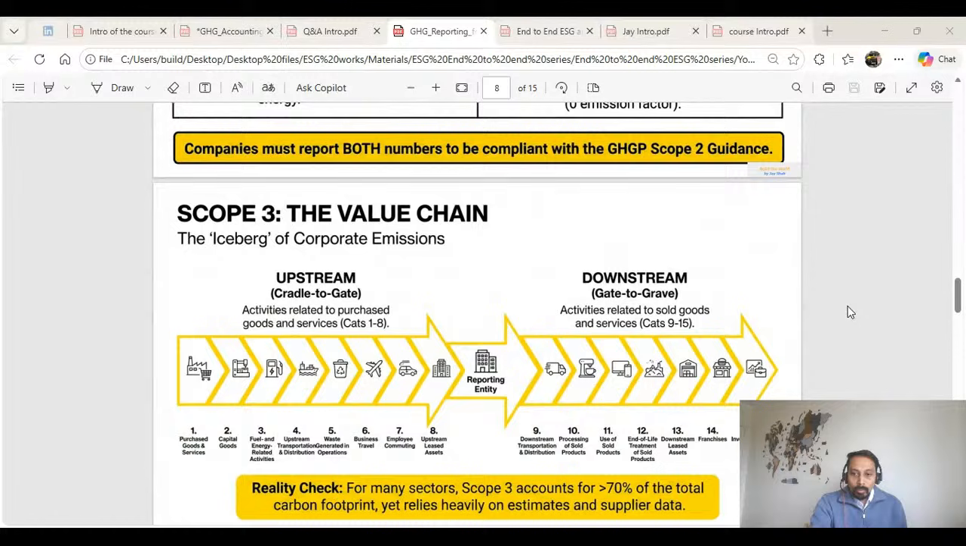Now we will move into scope 3. Location-based reduces the energy consumption, and market-based can be buying renewable electricity. So both numbers are required for compliance. Similarly, in scope 3, as I already mentioned, the value chain is a very important requirement, covering upstream and downstream. Scope 3 is very important, and it is called an iceberg.